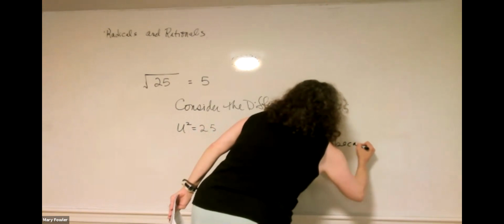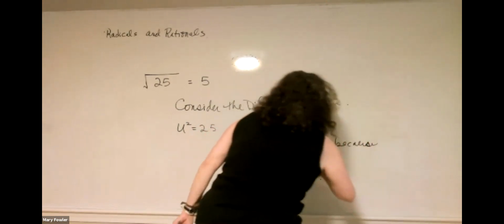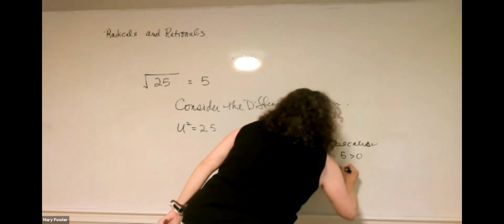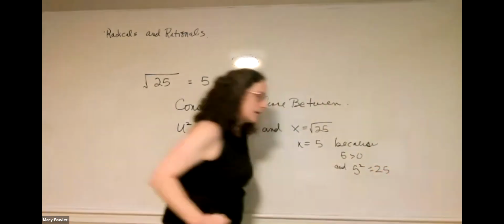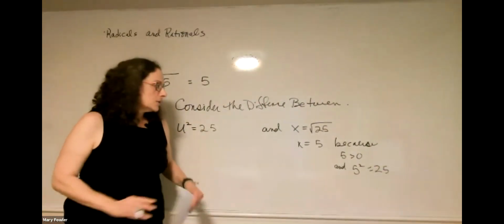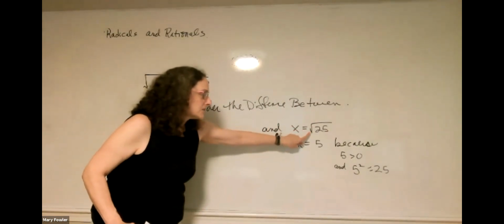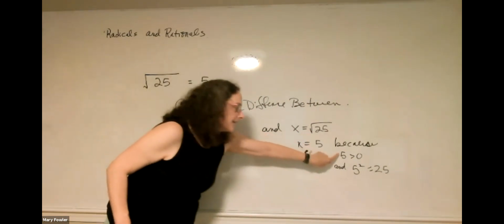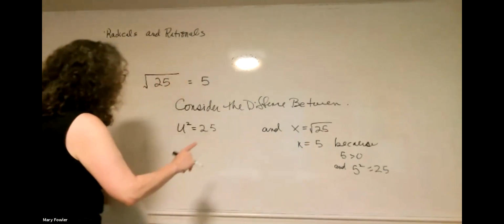Why? Because two things, right? 5 is positive and 5 squared is equal to 25. So that's what makes that, when we use this notation, we're asked to take the positive value that multiplied by itself gives us the 25.